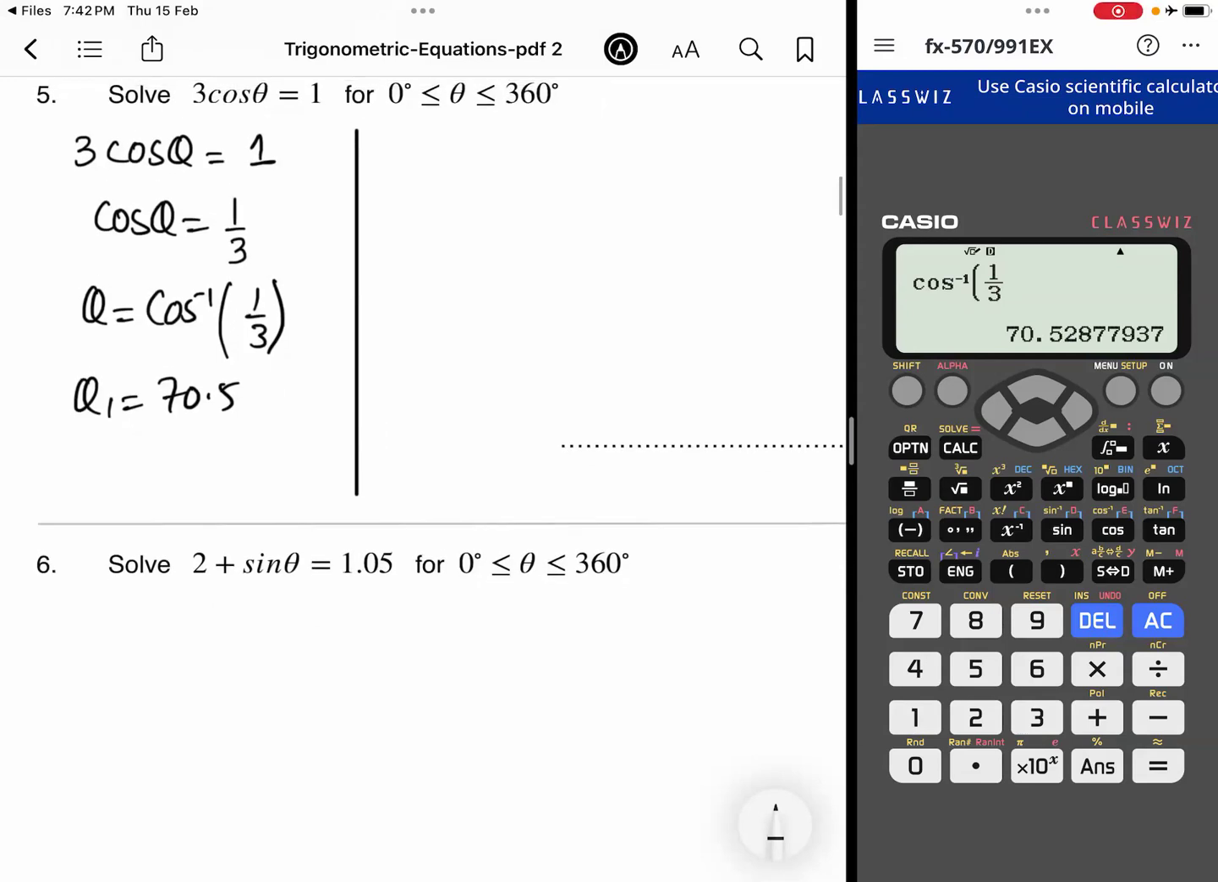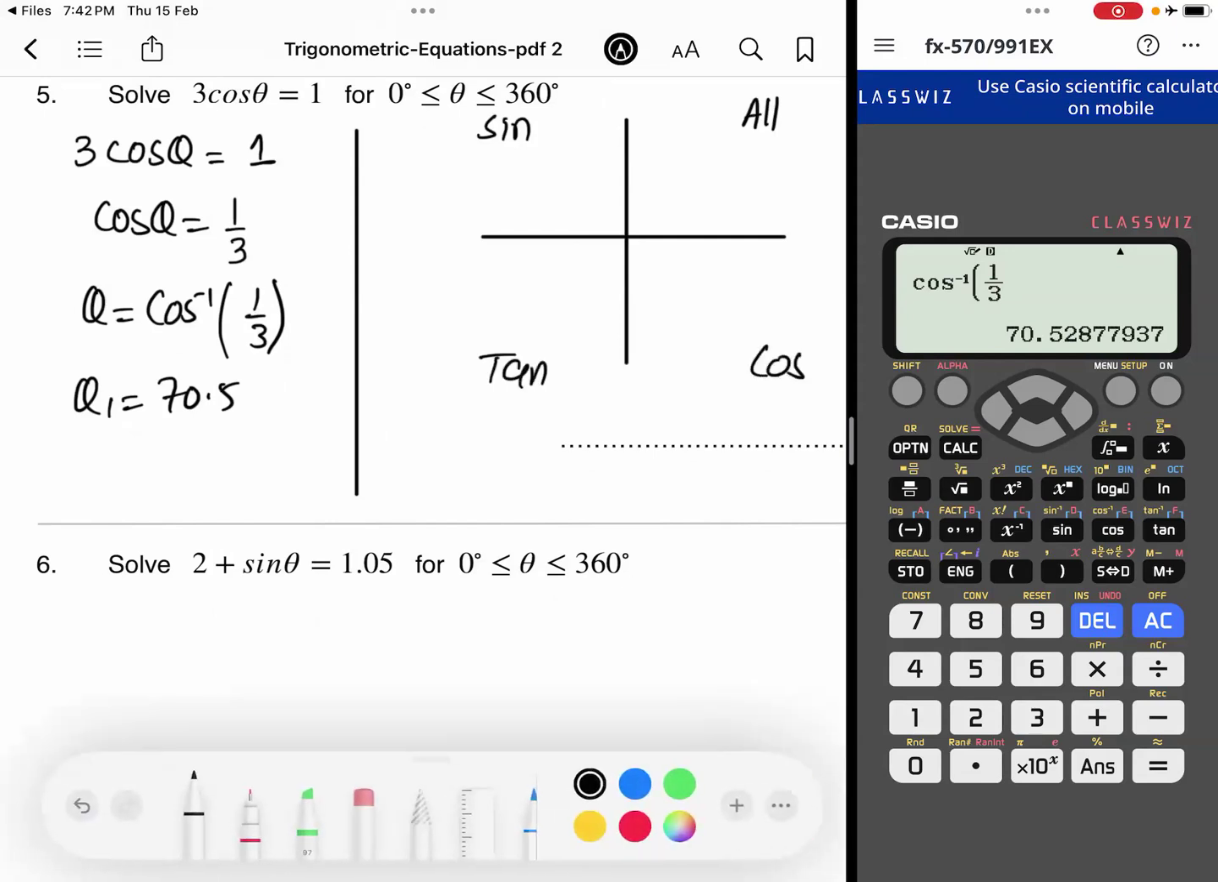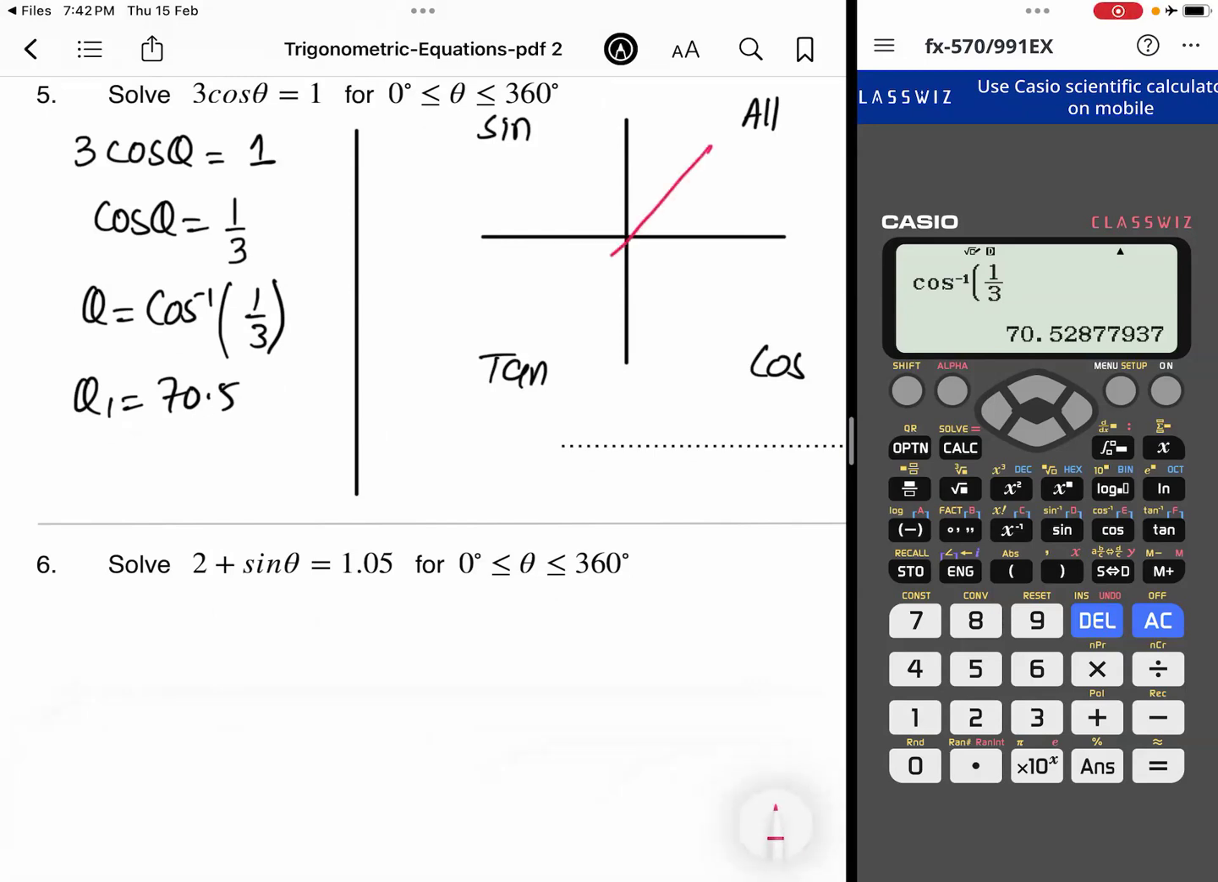Now it's time to draw for the another answer. बेटा, class participation जरूरी है। All, sine, tan, and this is cos. Now Rehan, we are supposed to draw cross. Yes or no? Yes sir. Mark these angles.